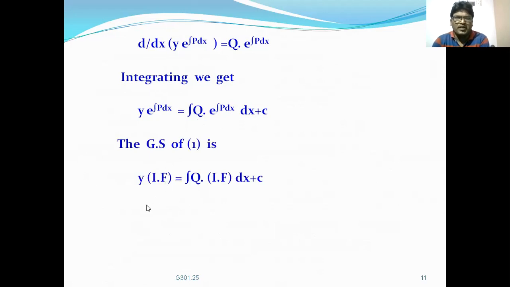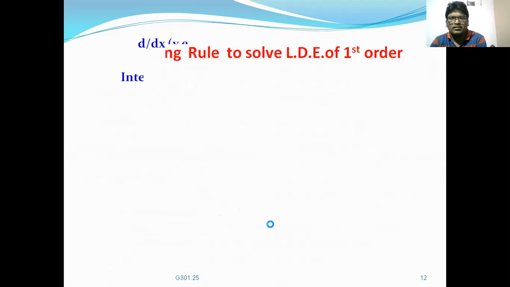So this can be written as y into integration factor is equal to integration of q into integration factor into dx plus c. This is the general solution for a linear differential equation, where the integration factor is e power integration of pdx. When we multiply the differential equation by the integration factor, it becomes exact and easy to solve. Okay, that is the logic.